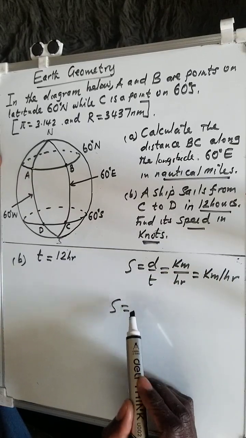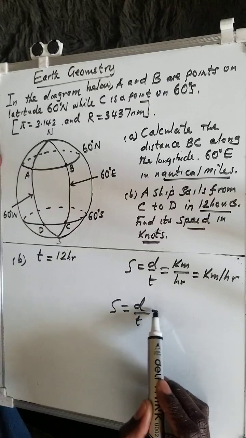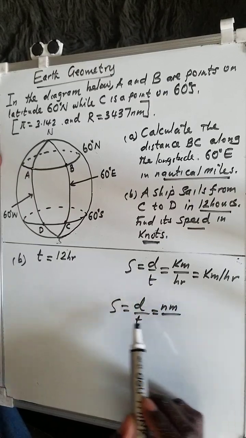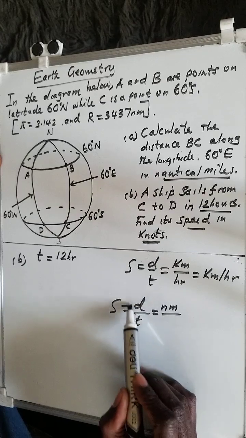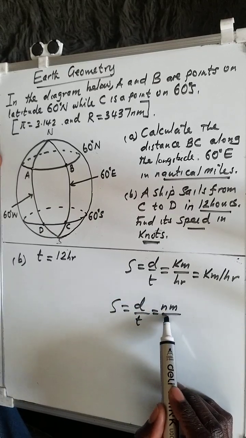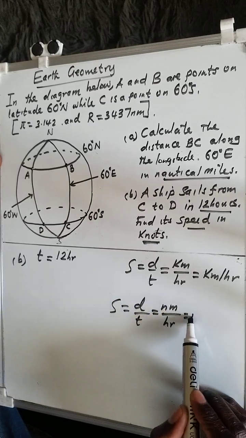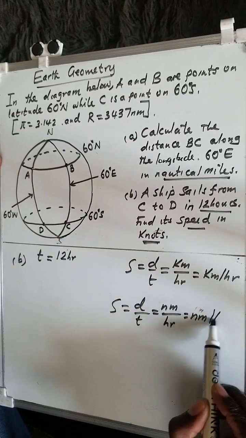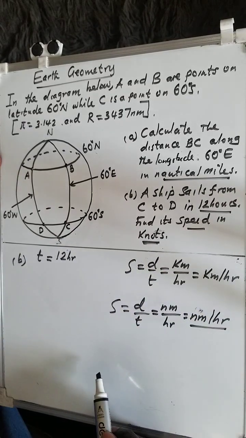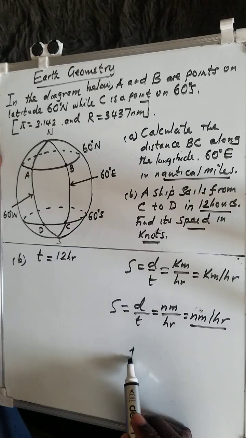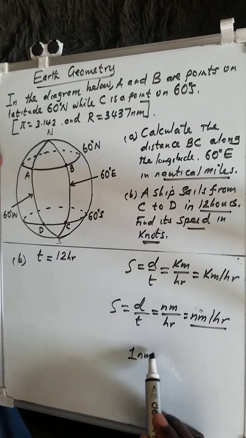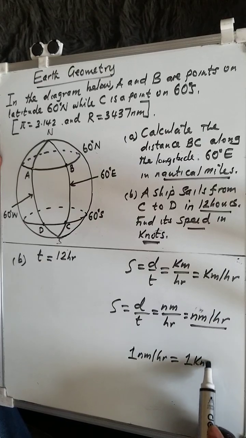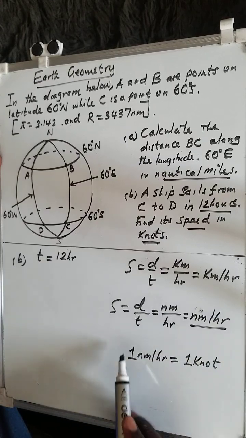But sometimes speed can simply be given in nautical miles. If your distance is in nautical miles, so speed is distance over time. So if your distance is in nautical miles and your time is in hours, that will give you what we call a nautical mile per hour. This nautical mile per hour is the same as the knot. So we can say 1 nautical mile per hour is what is given as 1 knot. So you don't need to confuse that.